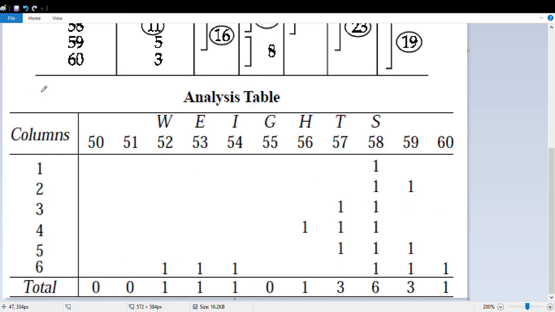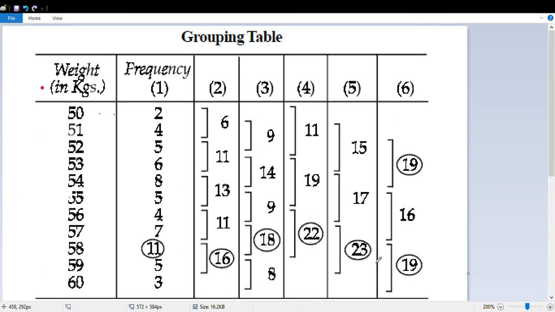By adding vertically, the highest value is 6. So 6 is the modal value.